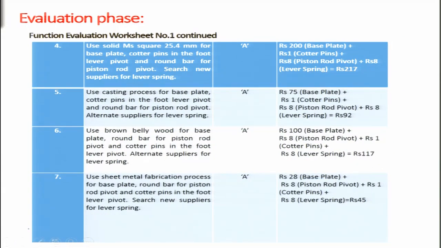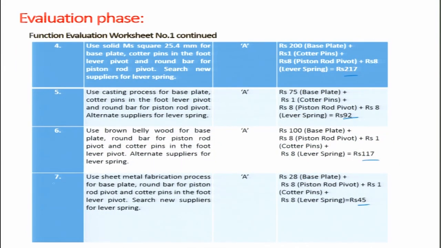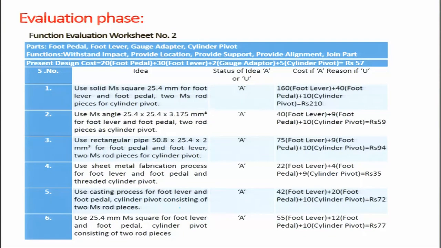Okay. These are the other ideas. We have developed costs for each idea. We can see that the present cost is rupees 67 and the purpose of this study is actually reducing cost using value engineering. So 67 is the present cost. Of all these costs, 77, 107, only 67, idea number 3, is equivalent to the present cost and idea number 7 is lesser than the present cost. But these are all acceptable. Acceptable means these are feasible. Similarly, we have all these acceptable ideas. Some ideas might be not acceptable, and those we have taken off from the worksheet.